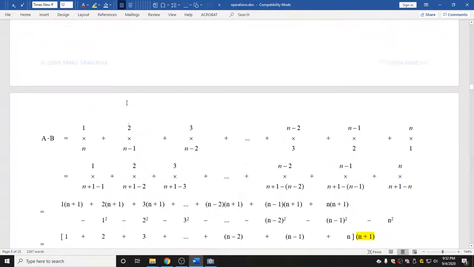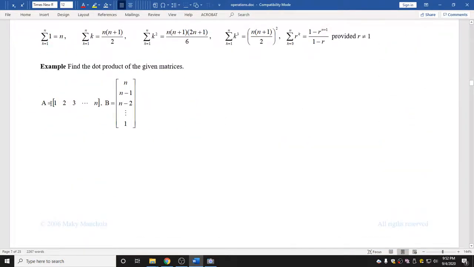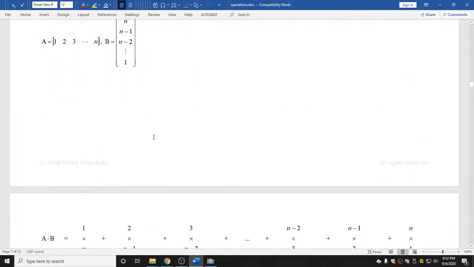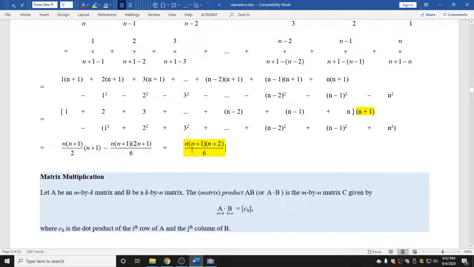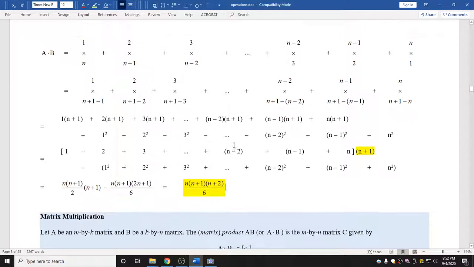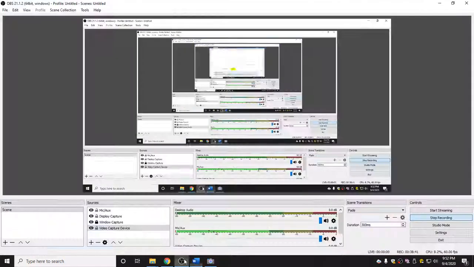So when you take the dot product of those two matrices, you end up with this neat result, n times (n plus 1) times (n plus 2) over 6. There will be some exercises associated with this in some homework exercises. Okay, I think this is good enough for now. So that's all. Thank you.